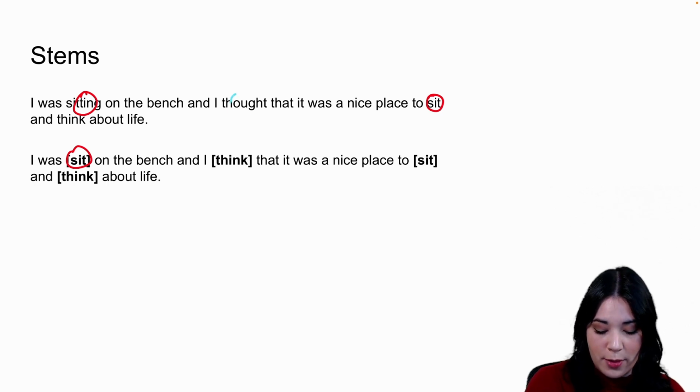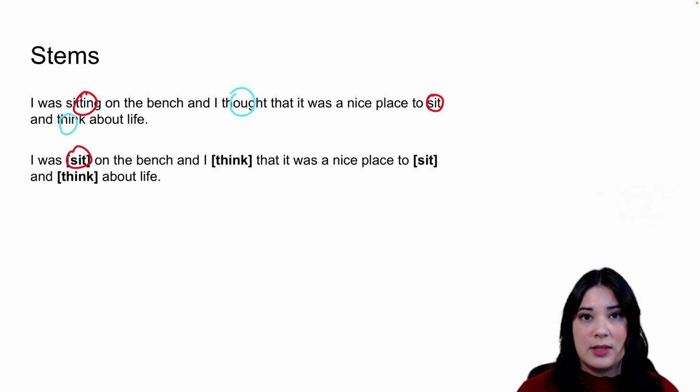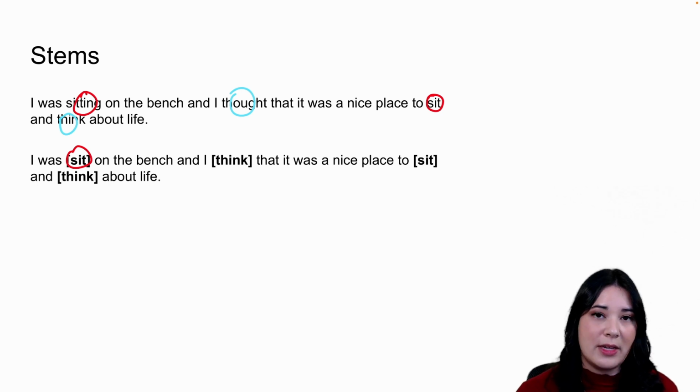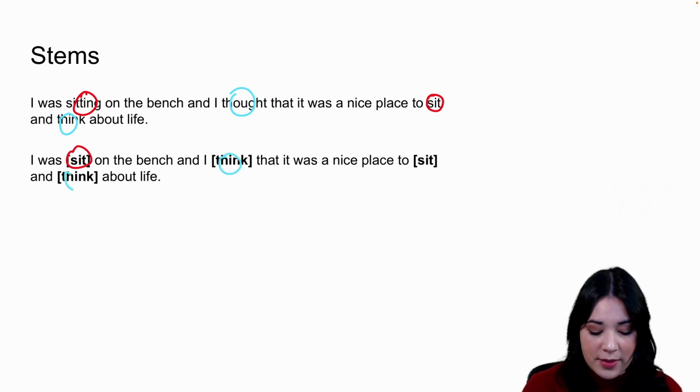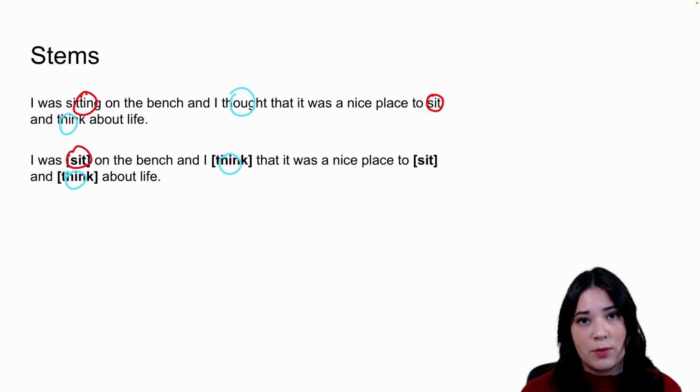Similarly, we have the word thought and think in this sentence. Both of those could have the same stem word of think to represent the fact that we are talking about the same concept despite we have slightly different forms of the word.